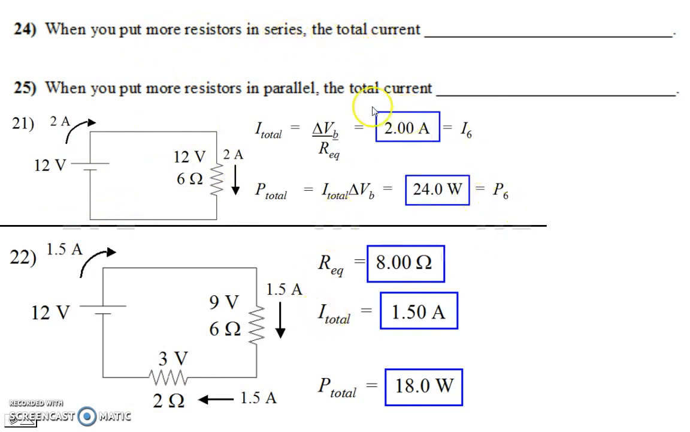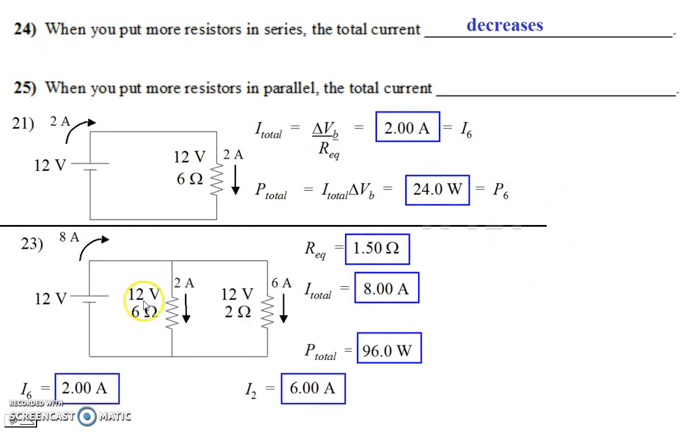What happens to total current? Well, we clearly see the current went from 2 amps to 1.5 amps. It clearly decreases. It makes perfect sense. The REQ increased. So for the same voltage, larger REQ, smaller current. But here the math, of course, shows it. For 25, now we're putting them in parallel.